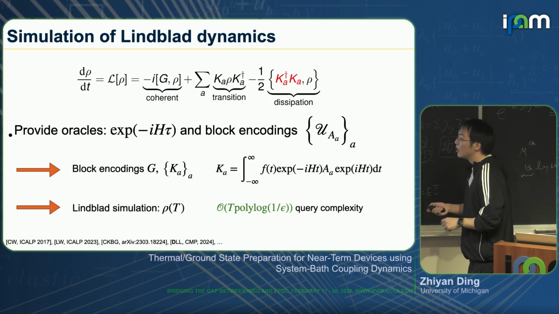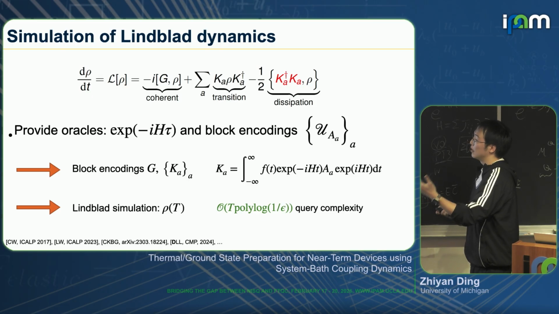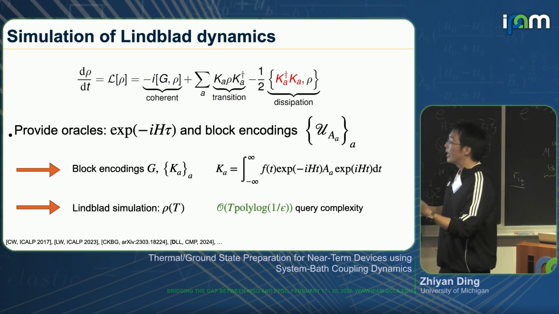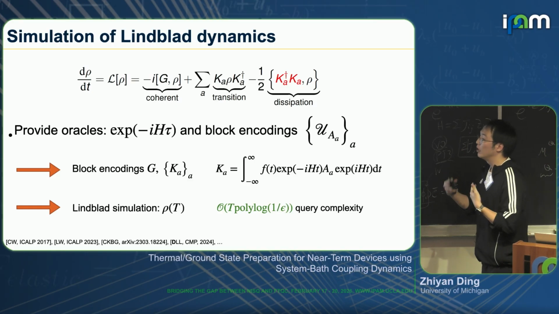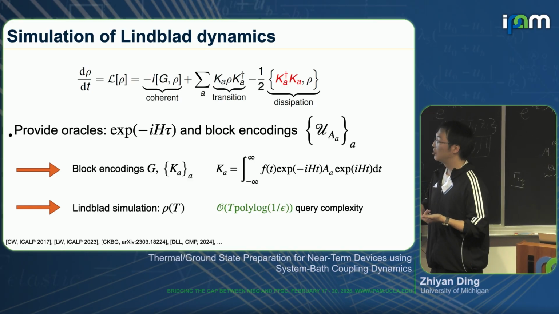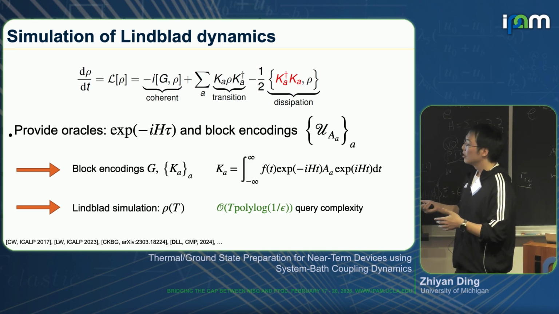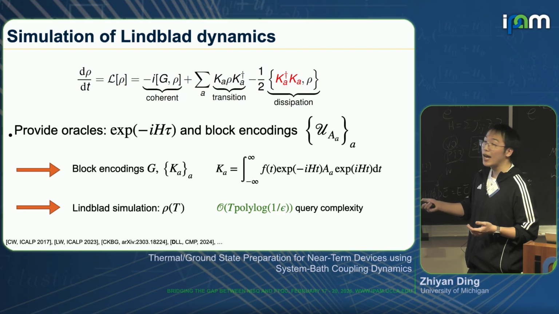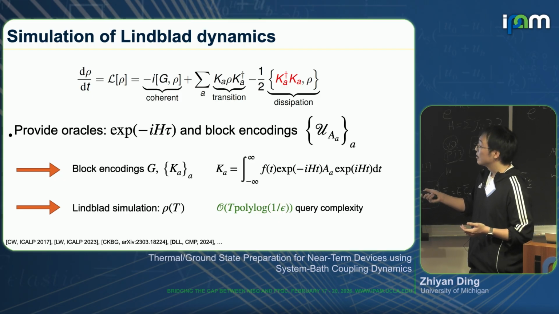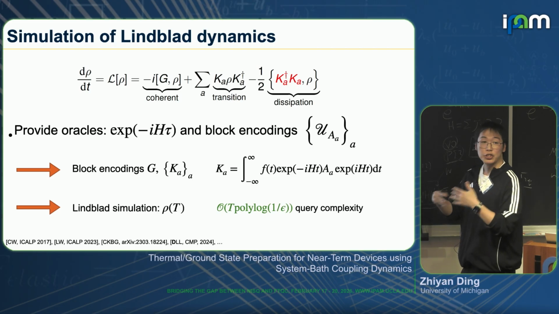Okay, so in the construction of these operators, we can ensure that there is some way to find efficient block encodings of this matrix G and the jump operator K_a. So for example, in most of the literature, this jump operator K_a equals a linear combination of Heisenberg evolution, where this A_a is just some coupling operators you can choose.